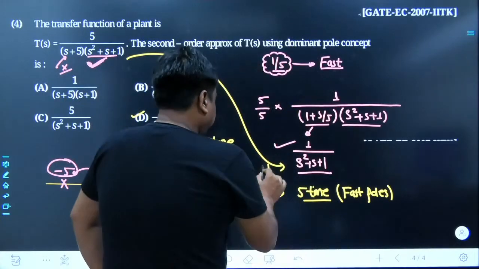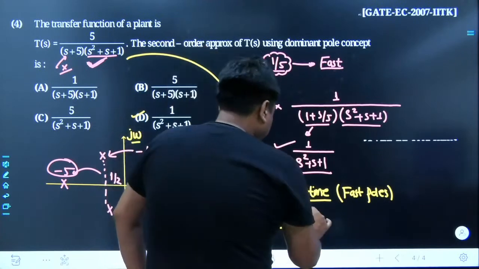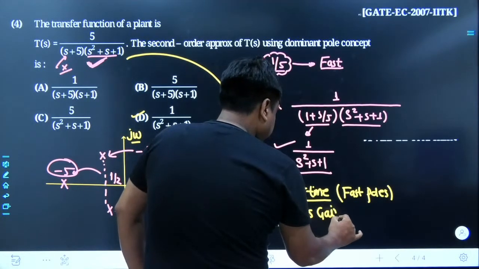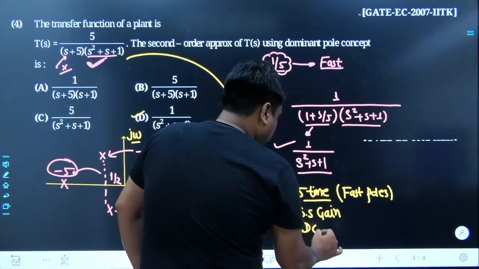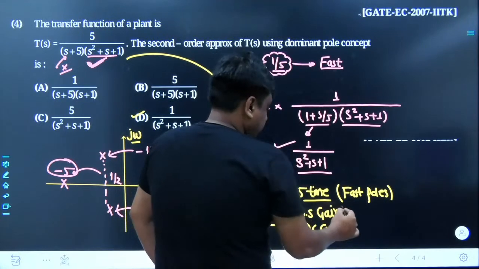Next, steady state gain and DC gain, one and the same. Steady state gain and DC gain should not change, should be unchanged.